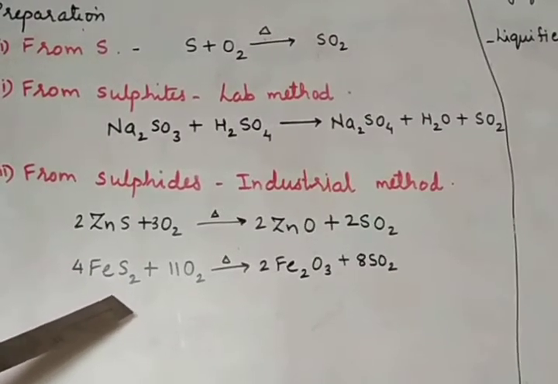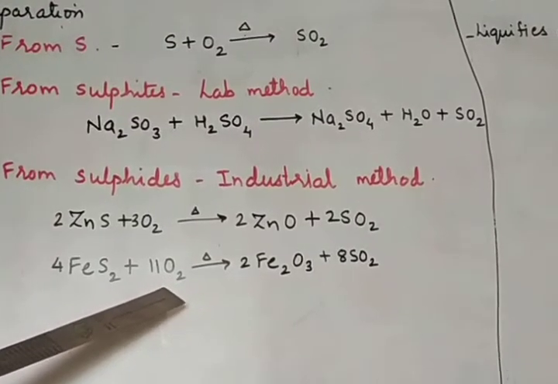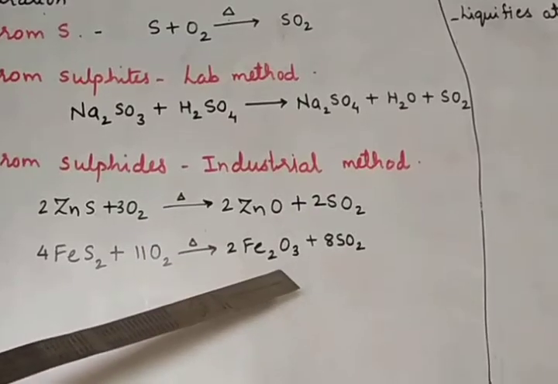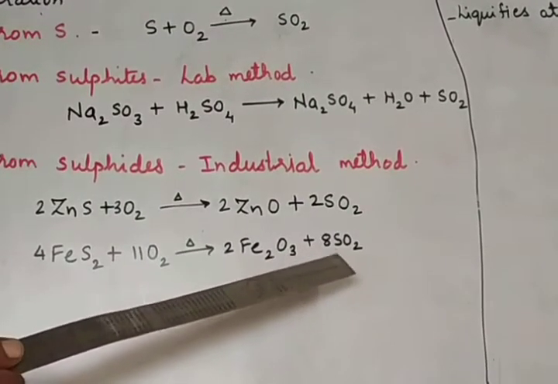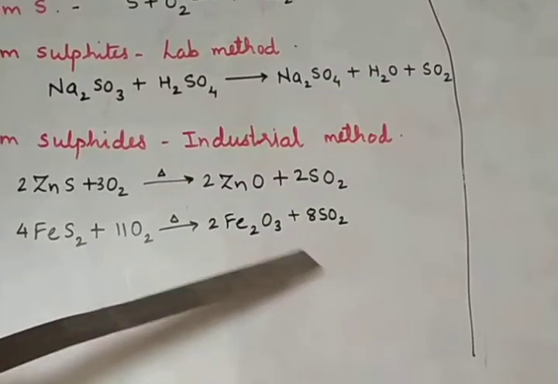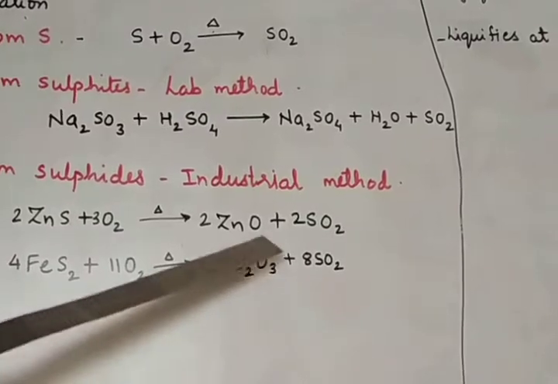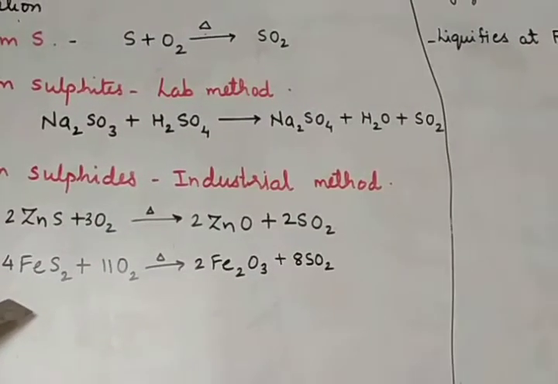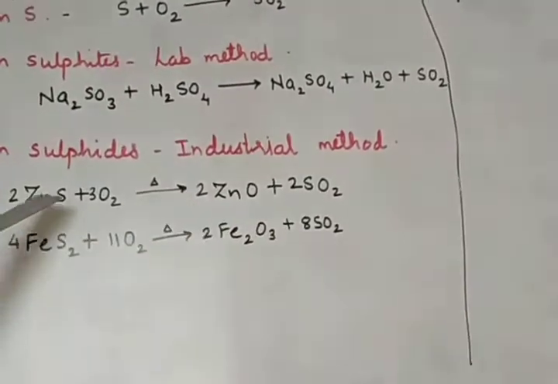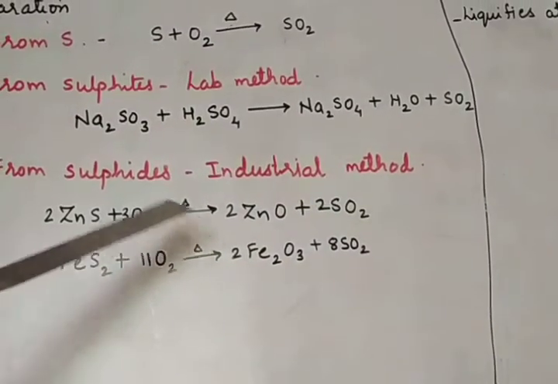This is also the sulfide form of iron, FeS2, again undergoing combustion. The sulfide form gets converted to oxide form along with liberation of SO2 gas. See which balancing factors are responsible for balancing the equation, and there is formation of SO2 gas. So these two become the sulfide preparation, which is the industrial method.